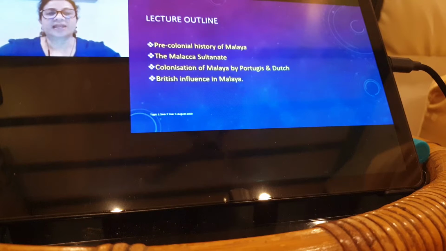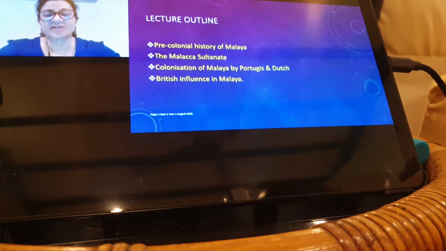Now, the lecture outline. We will start off by looking at the pre-colonial history of Malaya, followed by the Malacca Sultanate. Subsequently, we are going to look at the colonization of Malaya by various foreign powers, mainly Portuguese and Dutch. And lastly, we are going to look at the British influence in Malaya.